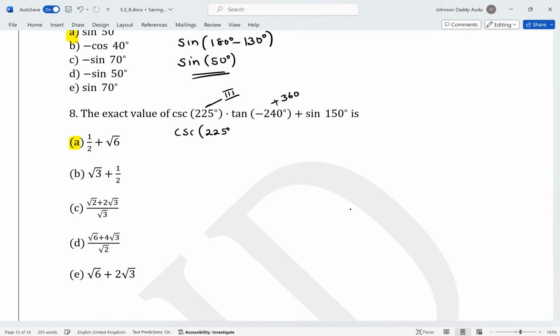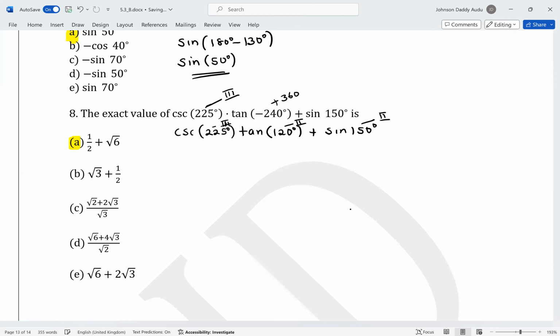Let me keep it. It's already a good number. But this one becomes tan of what? Of 120, right? And then plus sine of 150. So all the angles are between 0 and 360. Then now I will use the fact they are in quadrants. This is in quadrant 3. This one is in quadrant 2. And this is also in quadrant 2.